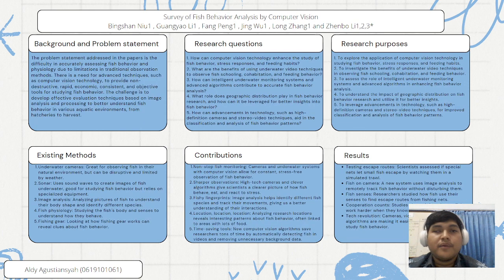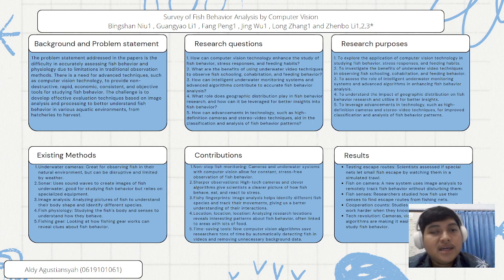So the third paper will be Survey of Fish Behavior Analysis by Computer Vision by Bingshan Liu, Guang Yao, Fang Feng, Jingwu, Longzhang, and Zhengbo Li. Again, I'm sorry for the bad pronunciation, and I can't read Chinese. So for the background and problem statement, the problem addressed in the paper is the difficulty in accurately assessing fish behaviors and psychology due to limitations in traditional observation methods.